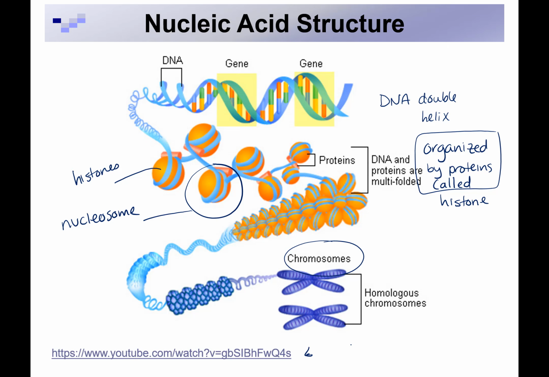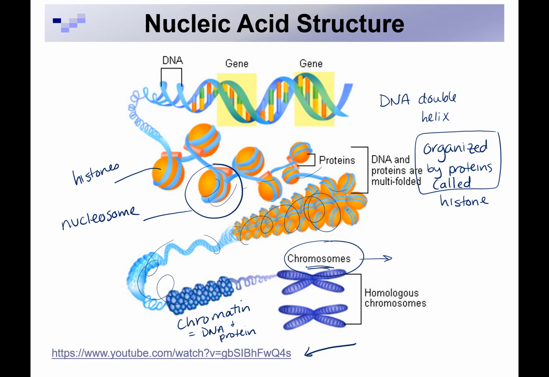I highly, highly suggest you watch this video. It's really good showing this organization and how our double helix gets compacted, wrapped around these histones, and then they get compacted and they get compacted, and we get our chromatin, which is DNA and proteins. And eventually, that chromatin can pack nice and tight into a chromosome, and our cells can go on and divide.